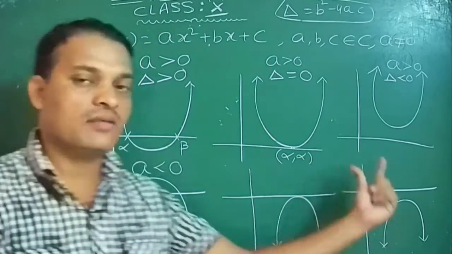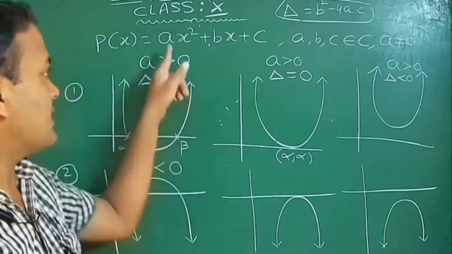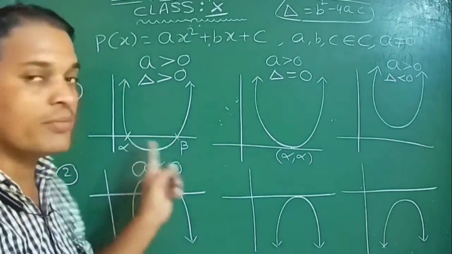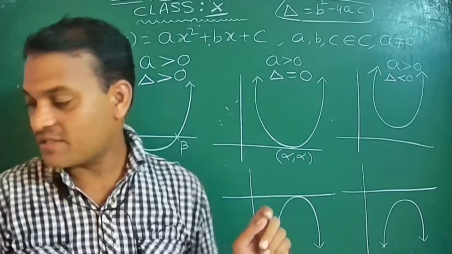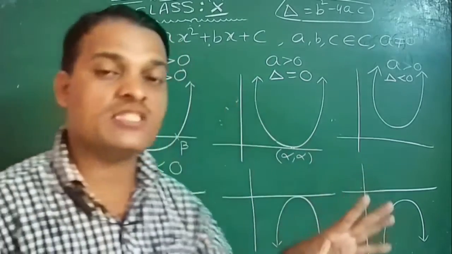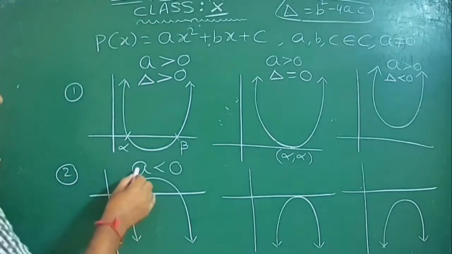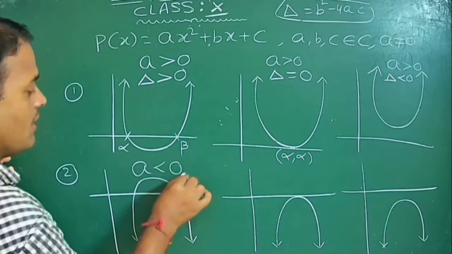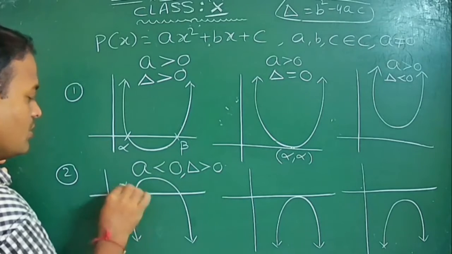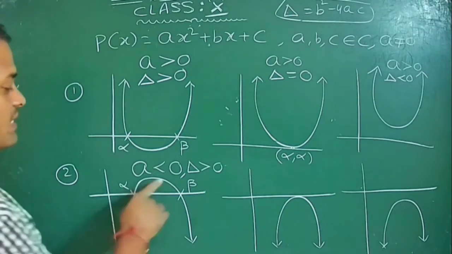Why does it open downwards? If a is less than 0, the leading coefficient is negative, so the parabolic graph will open downwards. Similarly, a greater than 0 means the leading coefficient is positive, so the parabola graph will open upwards. That is the secret. Now here, with a less than 0 and delta greater than 0, again alpha and beta are the roots. Alpha is one root and beta is another root.